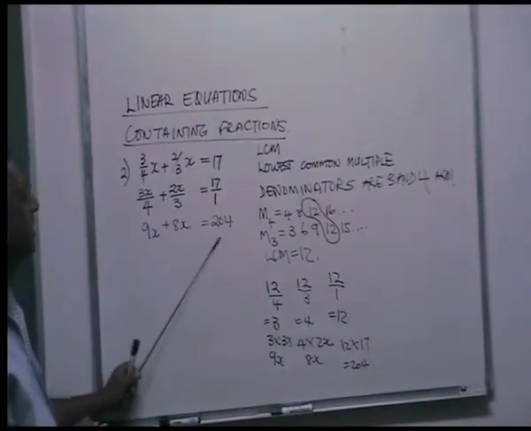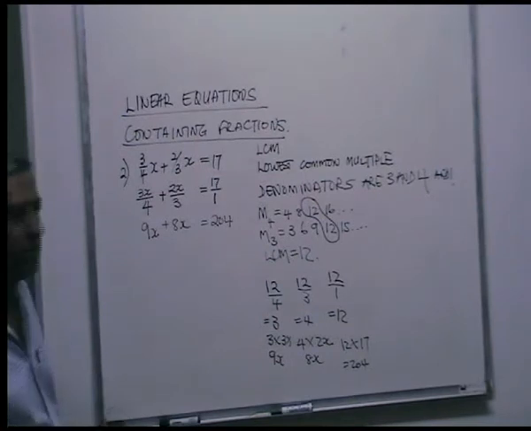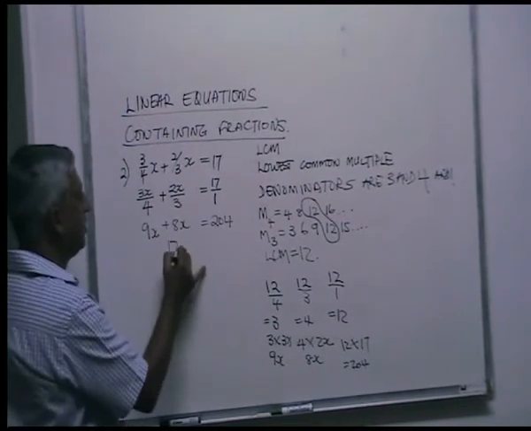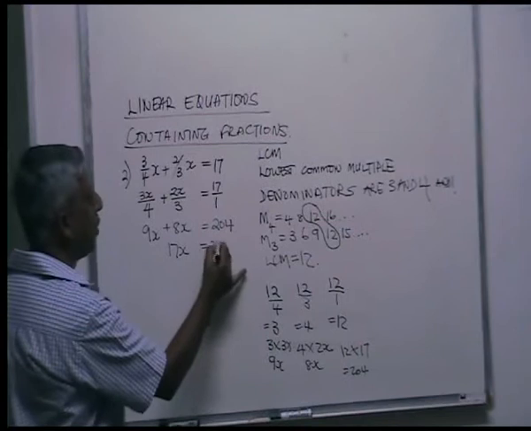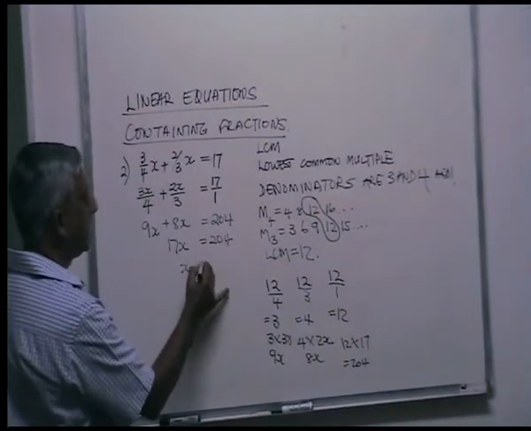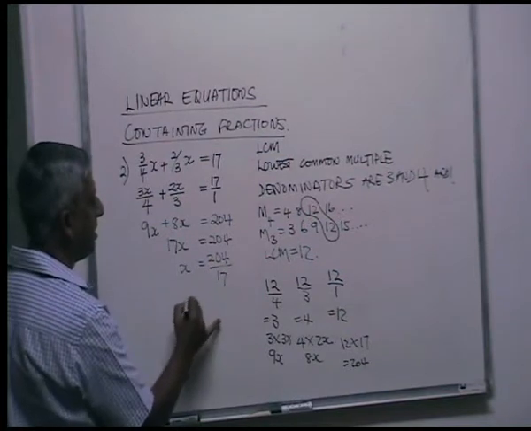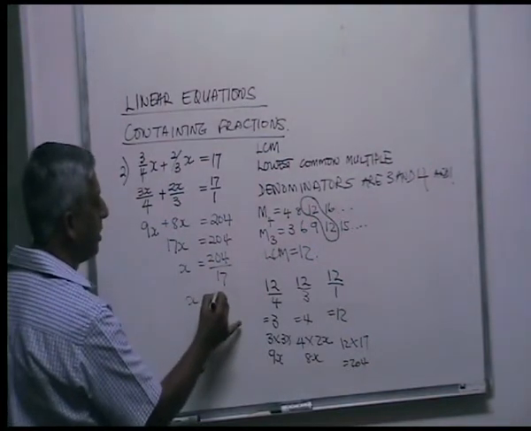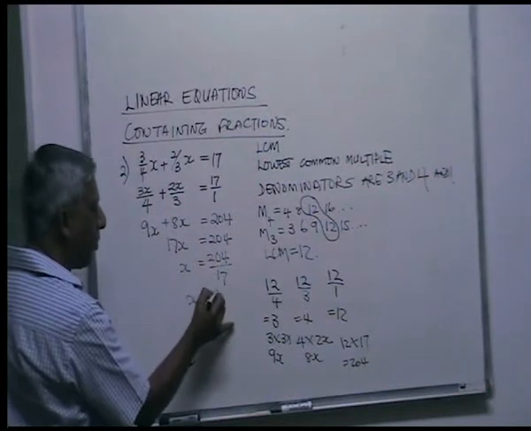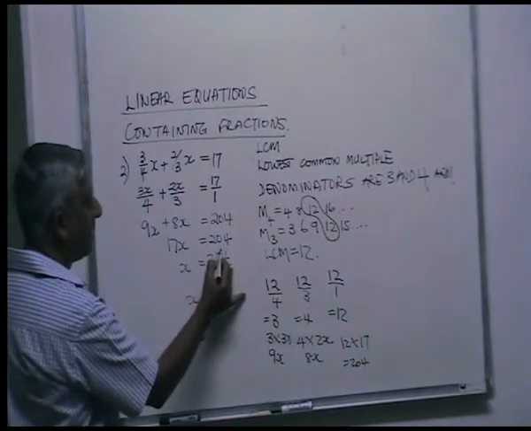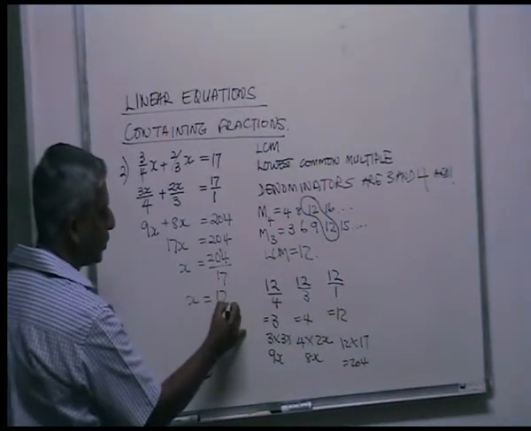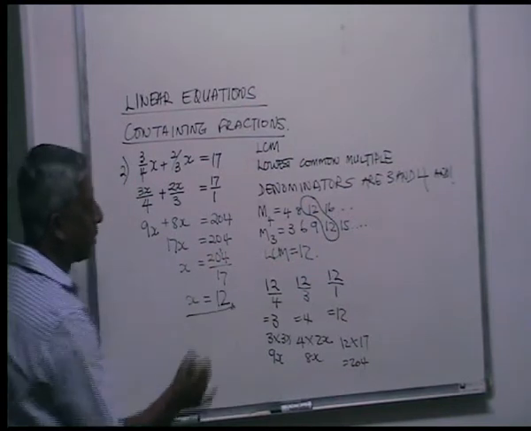So you see, this time we didn't write down the LCM, and you don't have to write it down. So this gives you 17x is equal to 204. x is equal to 204 divided by 17. 17 goes into 20 1 time, remainder 3, into 34 2 times. So x is equal to 12.